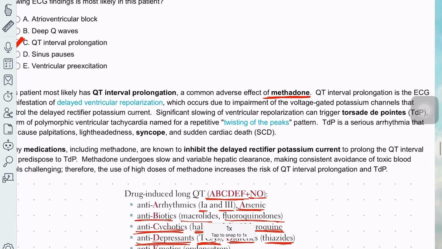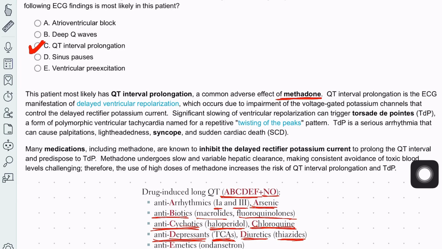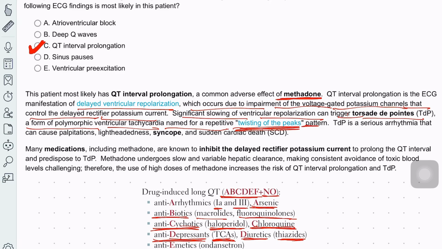So QT interval prolongation is the ECG manifestation of delayed ventricular repolarization which occurs due to impairment of the voltage gated potassium channels that control the delayed rectifier potassium currents. Significantly slowing the ventricular repolarization can trigger the torsade de pointes, a form of polymorphic ventricular tachycardia named for a repetitive twisting of the peak pattern. Torsade de pointes is a serious arrhythmia that can cause palpitation, lightheadedness, syncope, and sudden cardiac death.